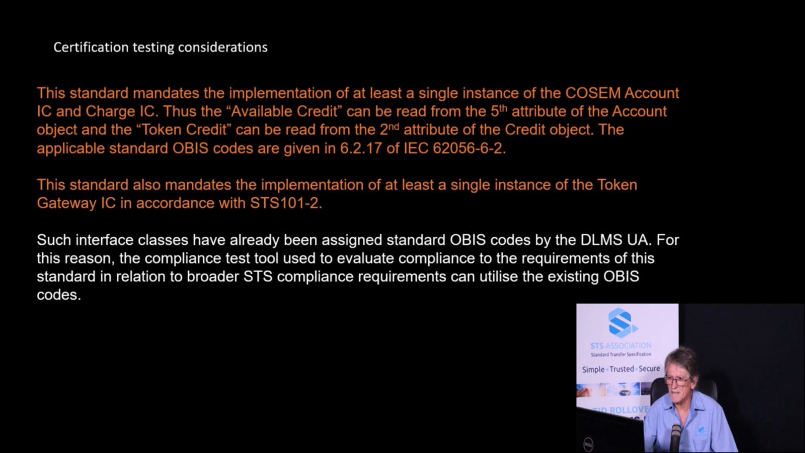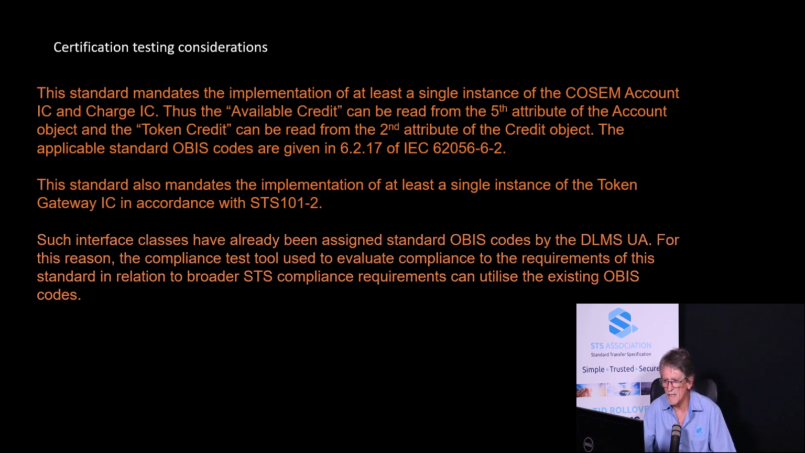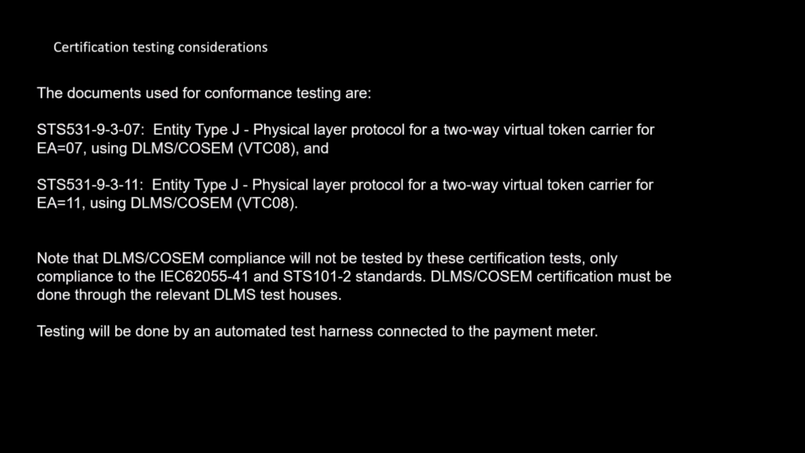The standard also mandates the implementation of at least a single instance of the token gateway interface class in accordance with STS101-2. Such interface classes have already been assigned standard OBIS codes by the DLMS User Association. For this reason, the compliance test tool used to evaluate compliance to the requirements of the standard in relation to broader STS compliance requirements can utilize the existing OBIS codes as contained in the documents of the DLMS UA.